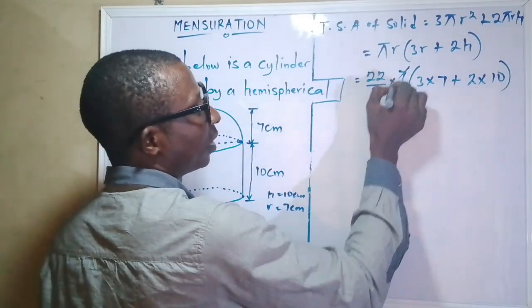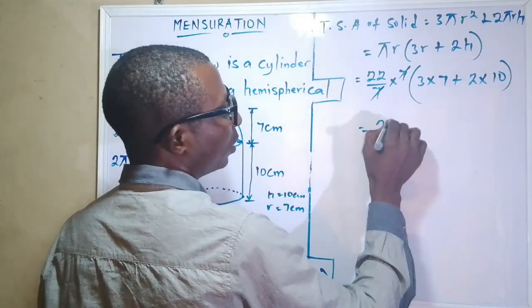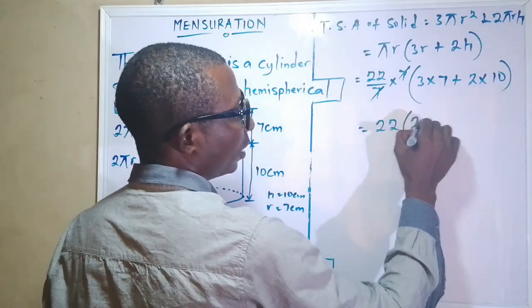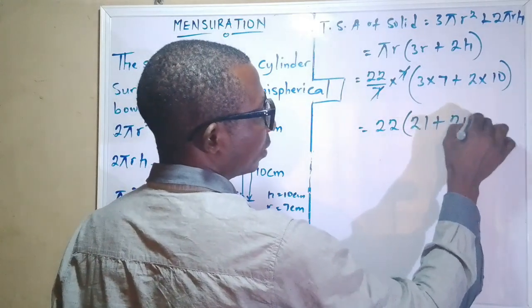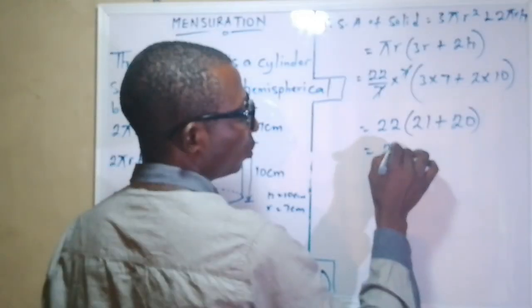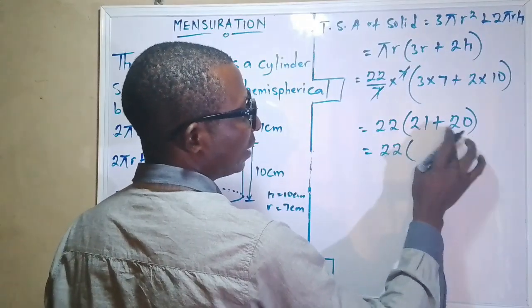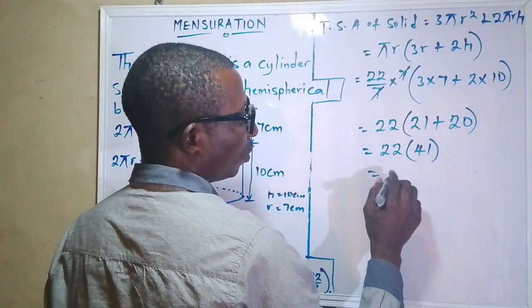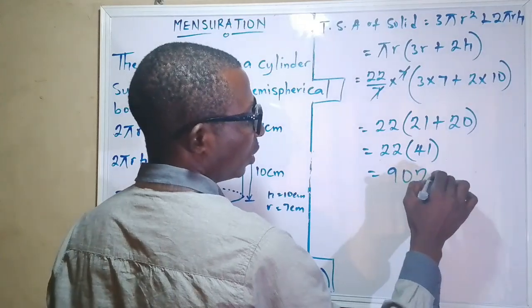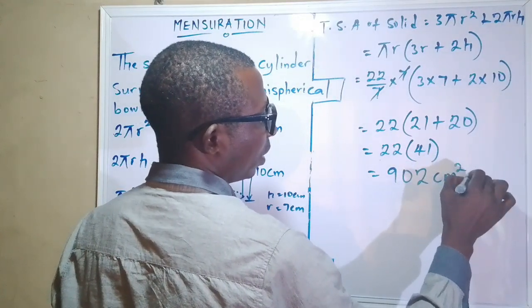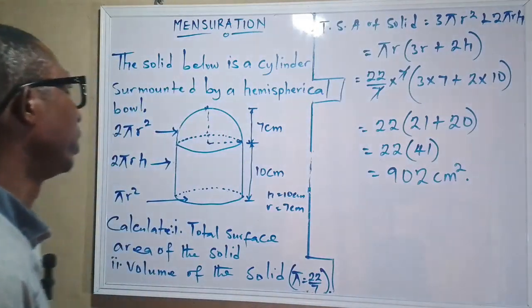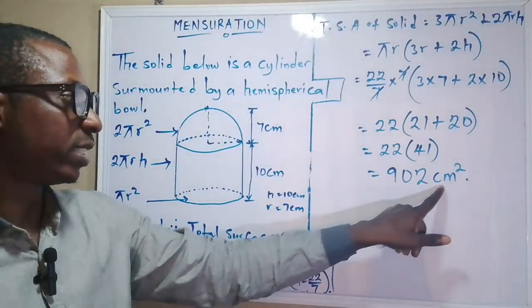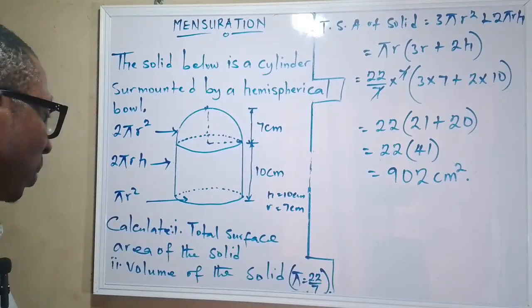Okay, so this 7 cancels this 7, we have 22. This is going to be what? 21, 3 times 7 is 21, plus 20. When you add this and this together, you have 41. So multiply 22 times 41, you have 902 centimeters squared. Area is always in units squared. So the total surface area of the solid is 902 centimeters squared. So that's the first part of the question.